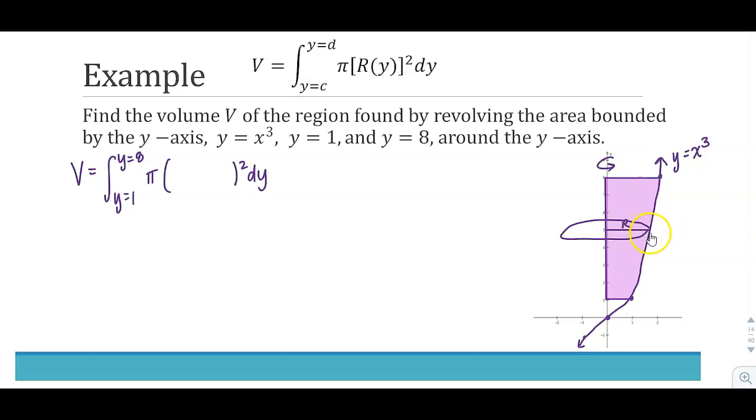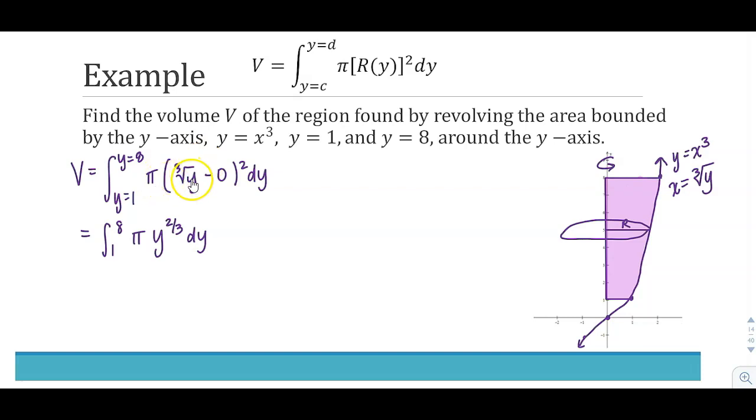Well, my radius is going to be obtained by doing right minus left. And we have to be in terms of the variable y. So I have to solve here for x. So x is equal to the cube root of y. So I'm going to have the cube root of y minus 0, quantity squared dy. So this is the integral that's going to find my volume, and now all that's left is to evaluate it. So I have the integral from 1 to 8 of pi times y to the 2/3 dy.